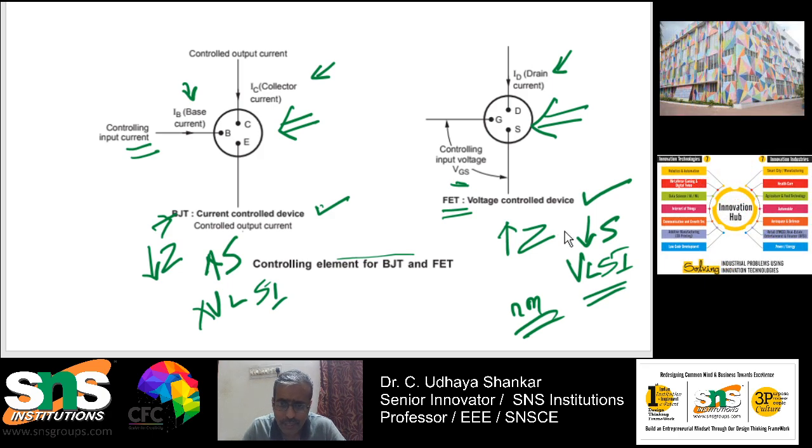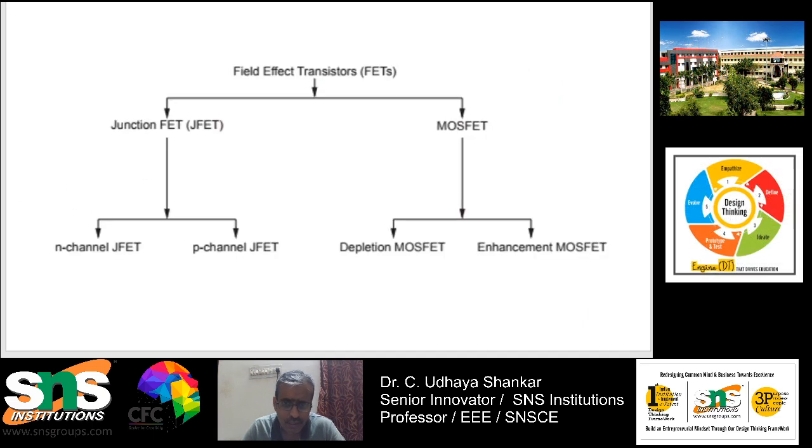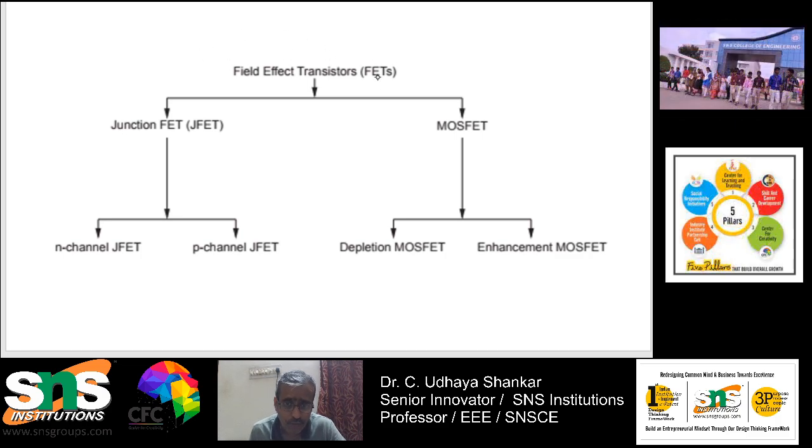So now let's move on. This is the basic difference between the BJT and MOSFET. In this video we will be discussing only the FET, that is, the field effect transistor. The full form of FET is field effect transistor. It is classified into two types. One is the JFET, which is the older version, and the other is the MOSFET, which is the newer version.